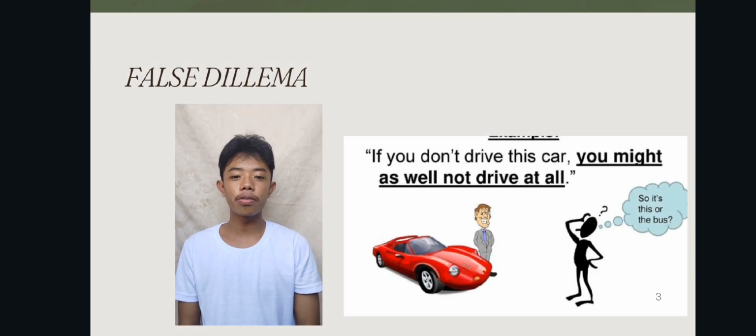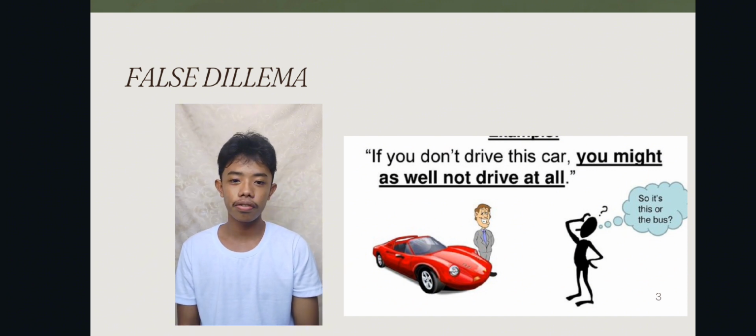So imagine there are two people arguing, and we used false dilemma in this situation for you to fully understand what false dilemma is.